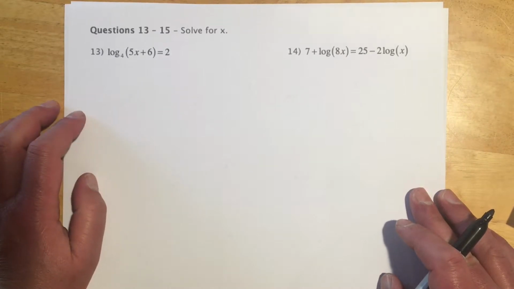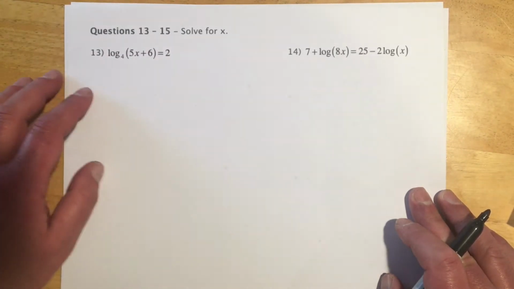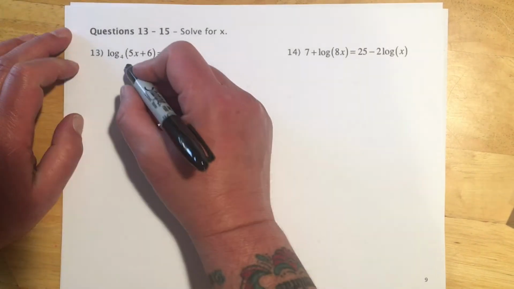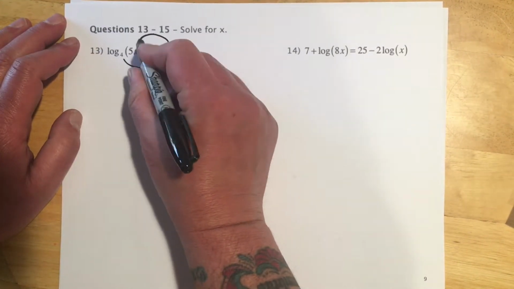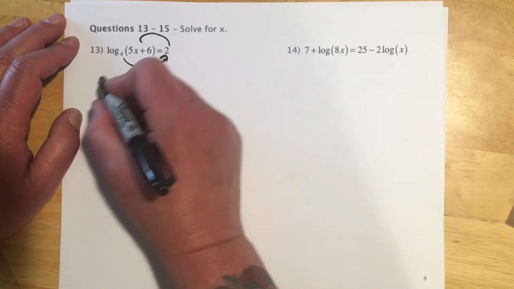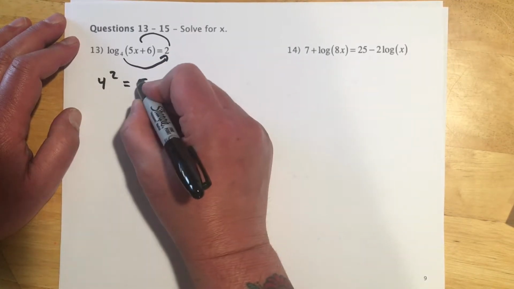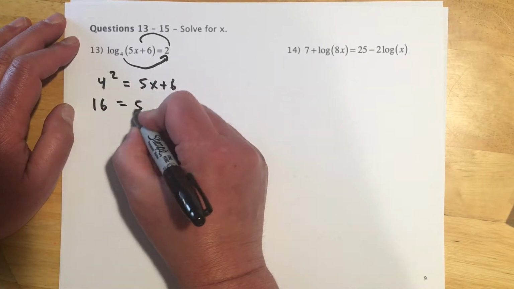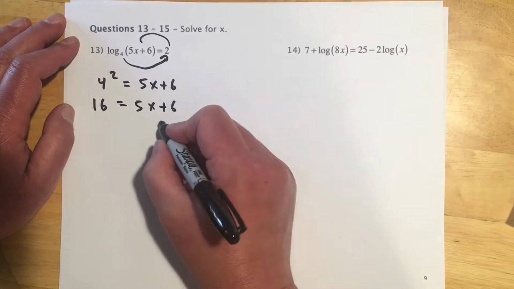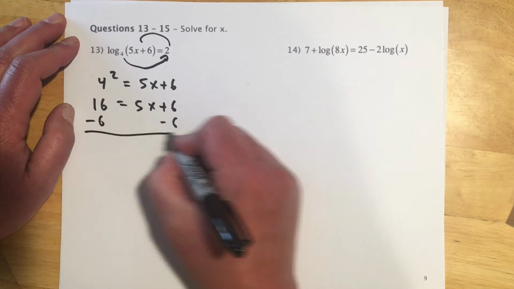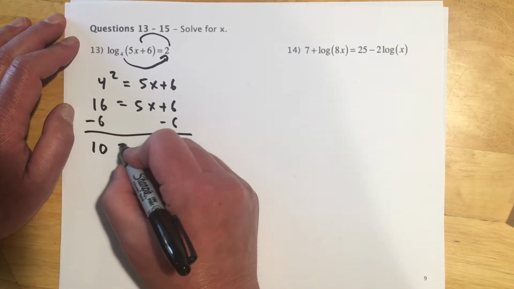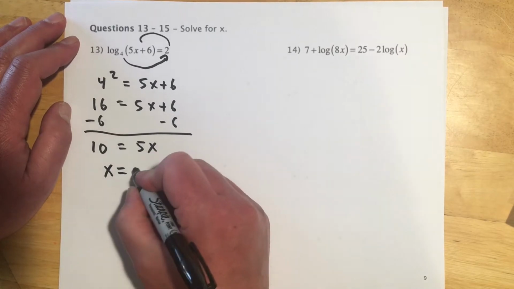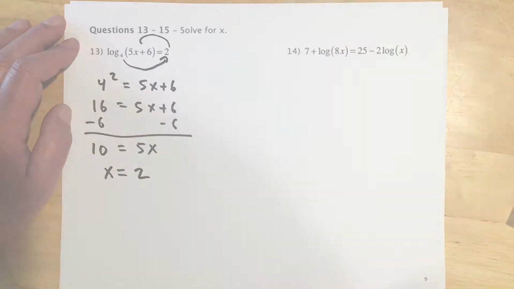Okay, numbers 13, 14, and 15, those are the ones that I would have you guys try. So again, I'll go through these a little bit quicker. This I'm going to just write in exponential form because I already have a single log. So 4 squared makes 5x plus 6. This would be 16 equals 5x plus 6. Subtracting over, 10 equals 5x. Divide by 5, and x equals 2.